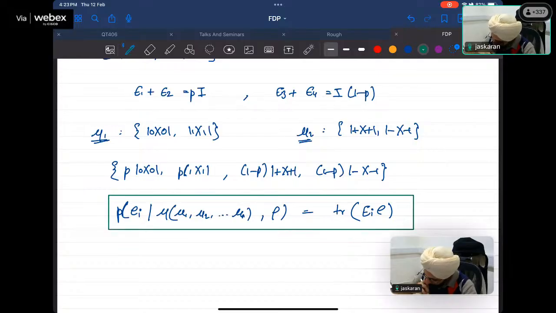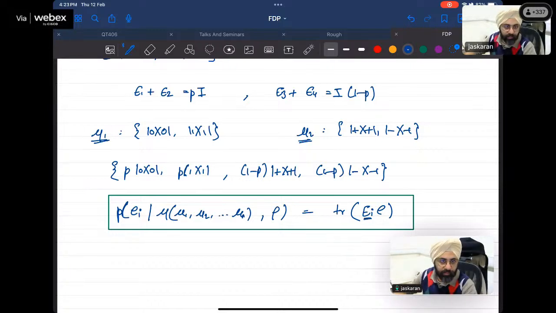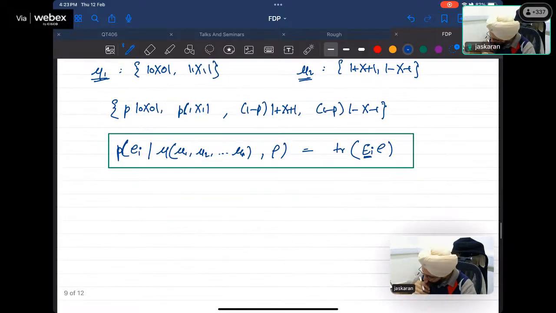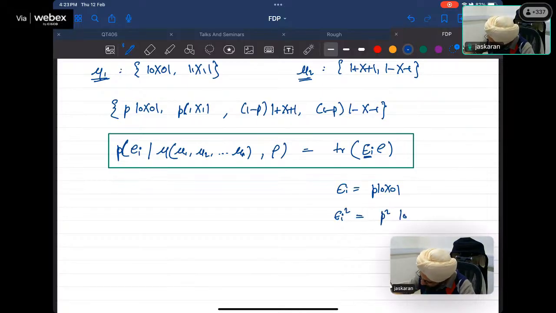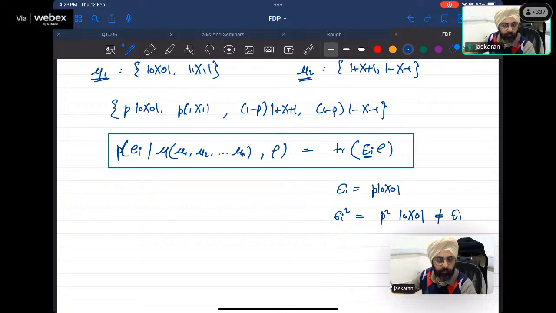Okay, just the way we are evaluating the probabilities corresponding to E_i, as you can see, we now have E_i which are in general not projectors. So if you look here, for example, we take E_i equal to p times |0><0|. This is no longer a projector now. Because if it were a projector, then E_i squared would equal p squared |0><0|, and this is not equal to E_i. So this is in general not a projector. But the way we are evaluating the probabilities is again given by the Born rule.